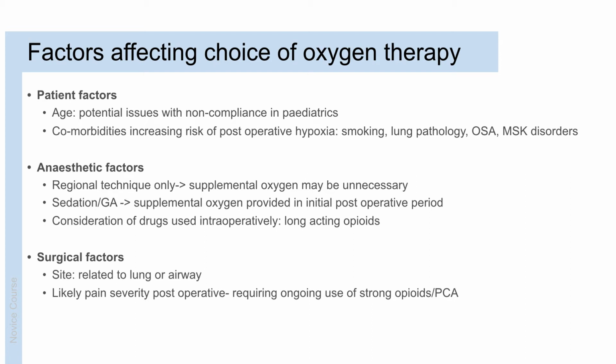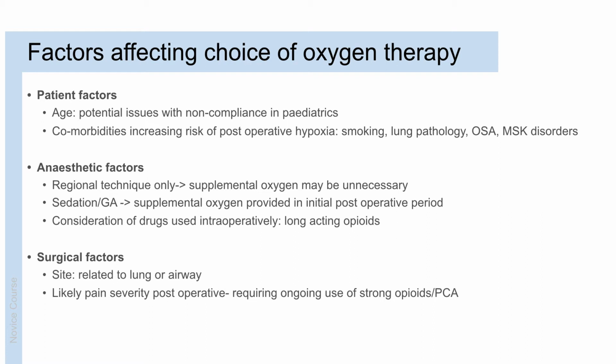Some patient factors that may affect the choice of therapy include patient age. Particularly in the paediatric population, there might be issues with complying with the method of delivery of oxygen, and patient comorbidities that you might want to consider that could increase the risk of postoperative hypoxia. So, for example, patients who are heavy smokers, pre-existing lung pathology, obstructive sleep apnea, and some musculoskeletal disorders like ankylosing spondylitis.